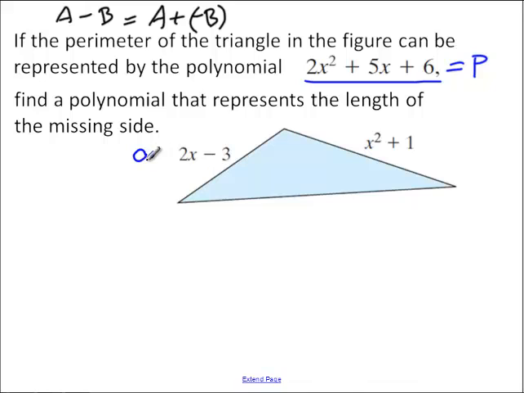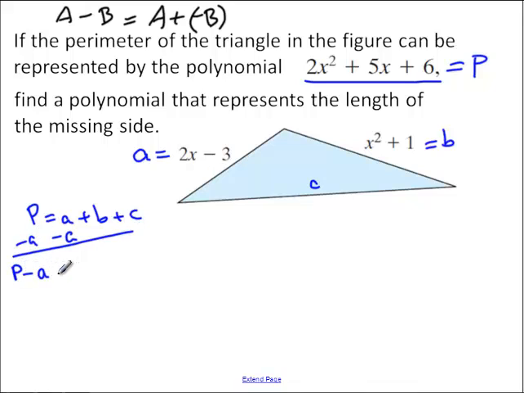So let's start out by saying this is side A, this is side B, and we're looking for side C. If we start out with the equation that the perimeter is equal to A plus B plus C, we're going to solve for C because we don't know what C is. So we're going to leave C over here. We're going to move A and B to the other side by subtracting A from this side and subtracting A from that side. We get P, perimeter, minus side A equals, these cancel out, B plus C. And we're going to do the same thing with B because we're going to solve for C.